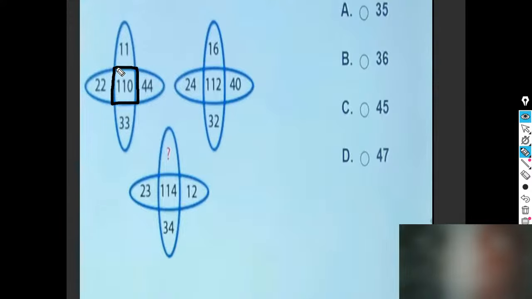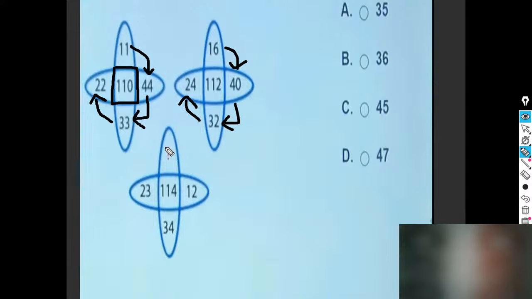So what you should do is first try to add all these numbers: 11 plus 44 plus 33 plus 22 plus 11. If you add all the numbers, we will be getting 110. Now in the same way, 16 plus 40 plus 32 plus 24 gives us 112.